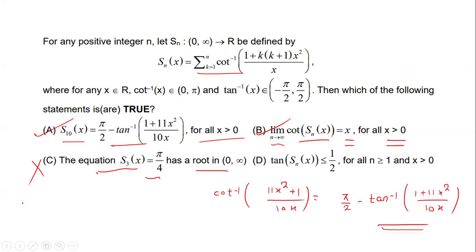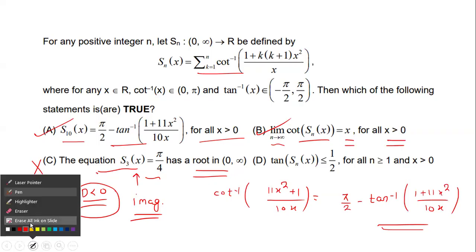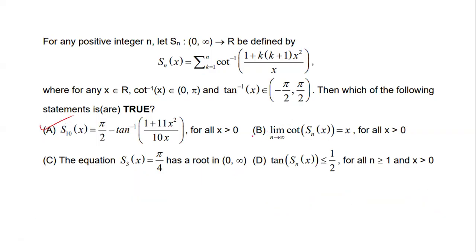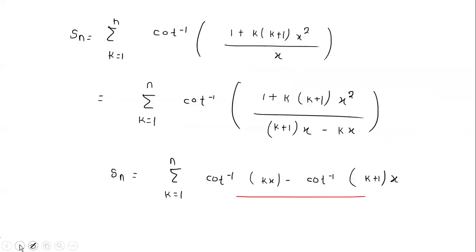This does not have a root in 0 to infinity, because the D of our quadratic equation is less than 0, and it has imaginary roots. So this S3x is equal to pi by 4 has no root between 0 to infinity. And the last option, we have this tan of Snx is less than or equal to half for all n greater than or equal to 1 and x greater than 0. This we have to check.